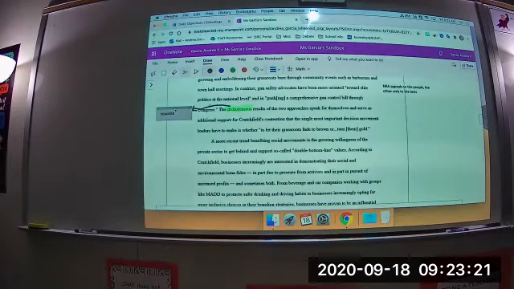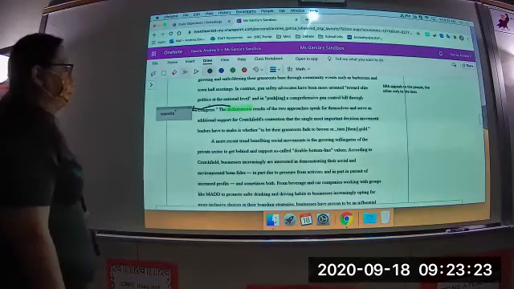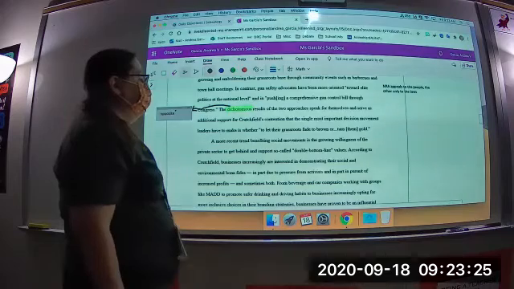Let's not laugh at Miss Garcia's annotating. Okay, any other words in there? No.